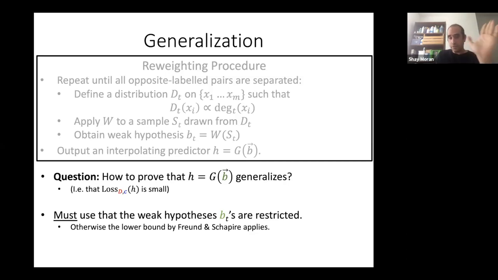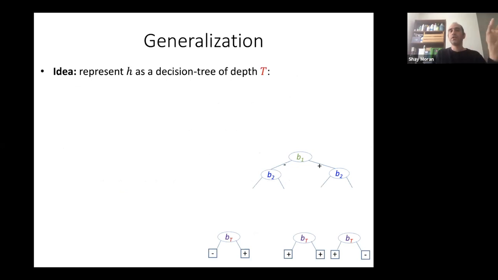Let me very roughly tell you how to use it. What we do is represent the output hypothesis as a decision tree, and a very simple decision tree. The root node is the first weak hypothesis, the two immediate children of the root are the second weak hypothesis, and so forth. So we get a tree of depth T, the number of weak hypotheses we obtained in the algorithm.